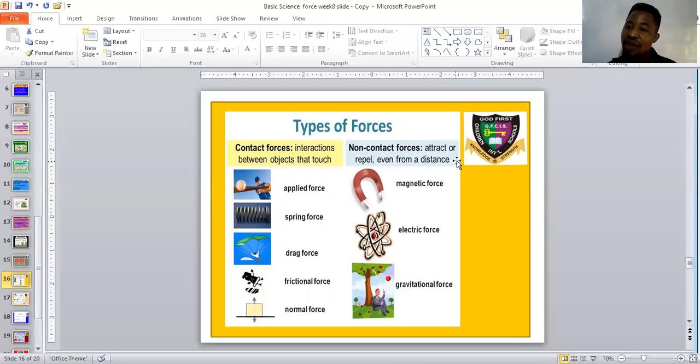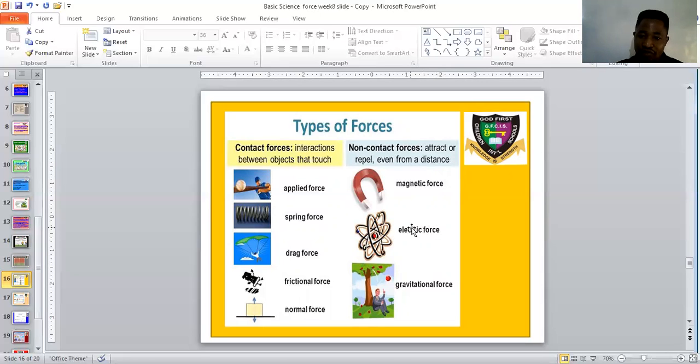Now, when does a magnet repel a thing? There is a law of magnets that says opposite poles attract while same poles repel. What that means is that north and south of a magnet attract, but north and north of a magnet repel. They push themselves away. South and south of a magnet repel. They push themselves away. But north and south attract. That means there's a force of attraction.